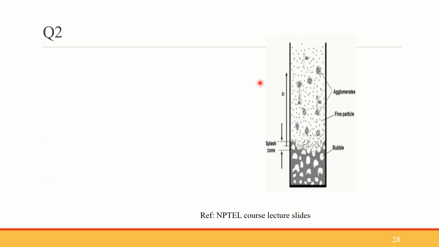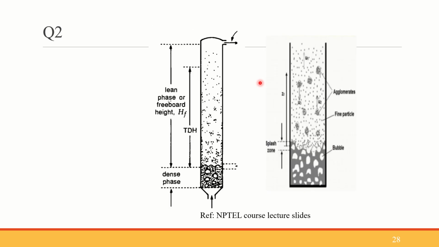We'll go to question 3. It is dense phase. It is lean phase or freeboard height, where we are able to see the density decreases with height. Here the density is constant, and here we have the demarcation between the dense phase and the lean phase. These pictures are taken from the NPTEL course slides and lecture slides.